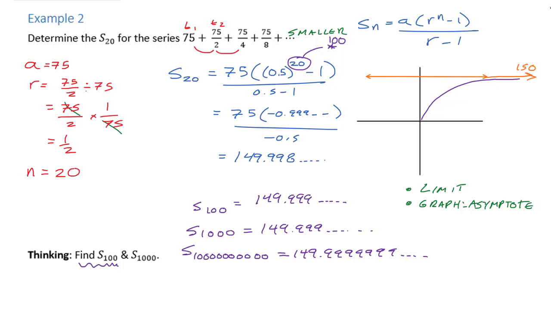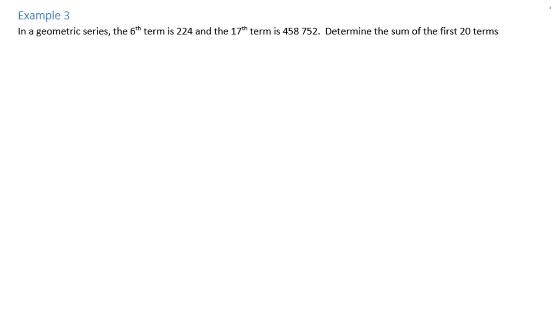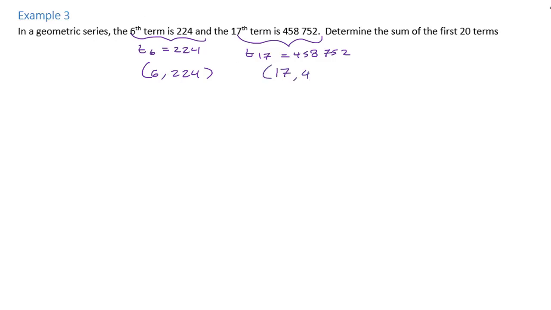All right, one final example here. The final example is going to be one where we need a system of equations again. Well, how do I know that? They're telling me the sixth term, right? They're saying T6 is 224, and T17 is 458,752. So this is like giving me 2 points on a graph, right? 6, 224, and 17 over. It's 2 points.